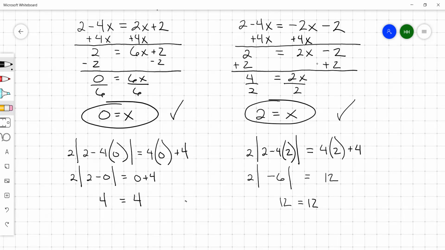I did 2 minus 4 times 2. So that's 2 minus 8. And 2 minus 8 is negative 6. Then I took 2 times the absolute value of negative 6. And negative, right? Well, a number next to the absolute value symbol means multiplication.